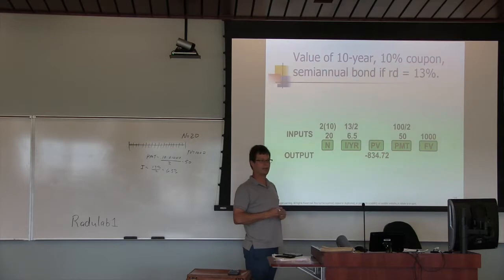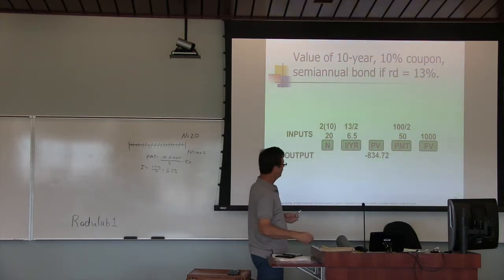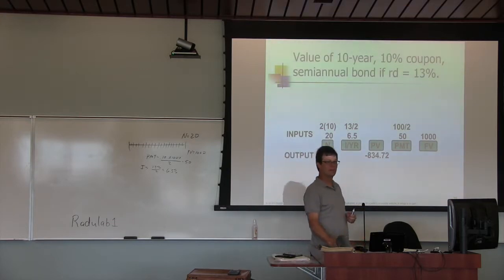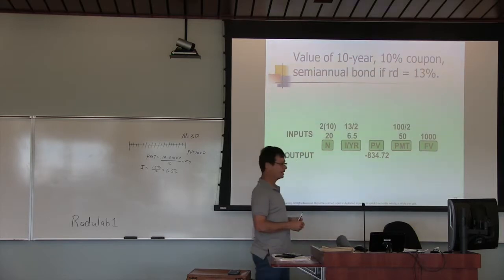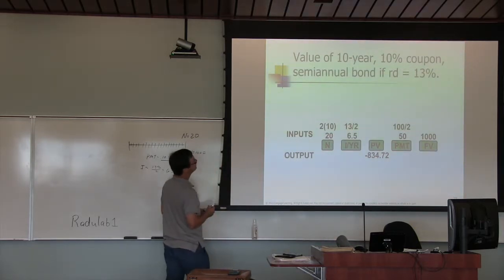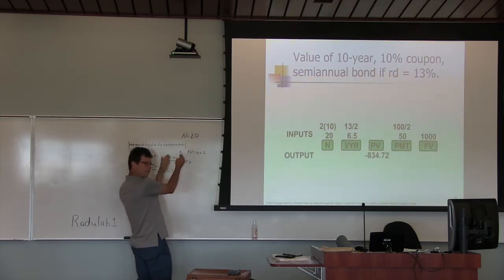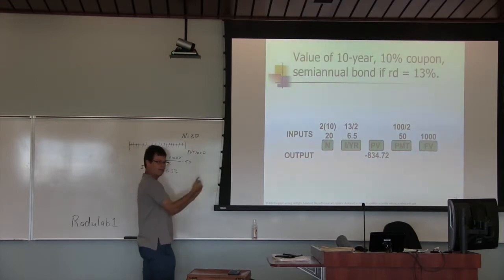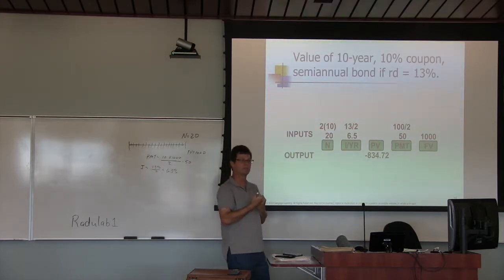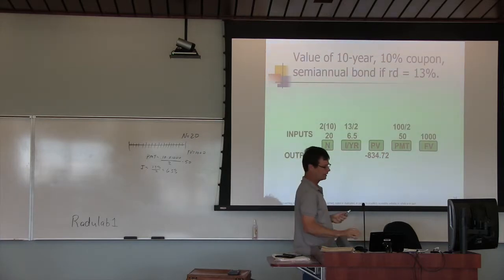So this is the information that you pop into the financial calculator. You should be able to kick back $834.72 as the price on that bond. It's going to be a little bit different from what you had on the 13% with the annual. In fact, the price should be just a little bit higher, because instead of getting $100 at the end of each year, you're going to be getting half of it half a year earlier every time. So in terms of time value of money, that increases its value to you just a little bit. You get it back a little bit sooner.